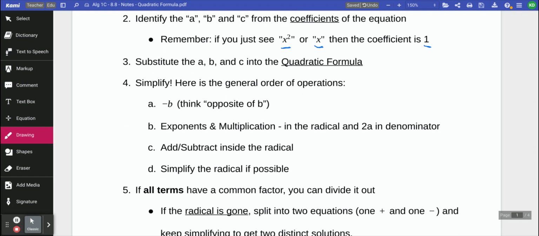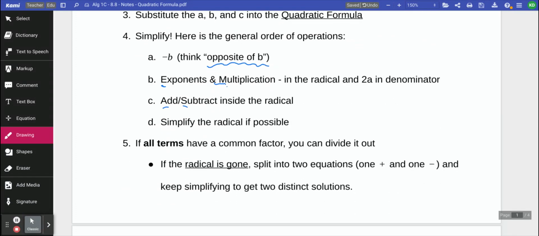So here's kind of your steps, just so you have something to go through. We want to simplify our negative b. So we're going to think opposite of b, right? Because b could be negative, then we're going to make it positive. We're going to do our exponents and multiplication because this is kind of following PEMDAS, right? There's our EM, there's our A and S. And we're going to do all of this and then simplify the radical.